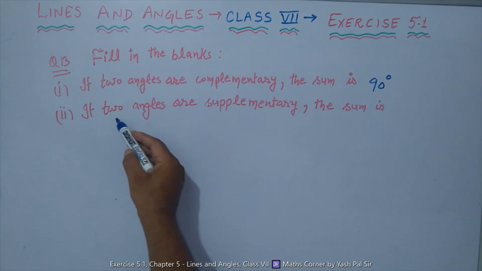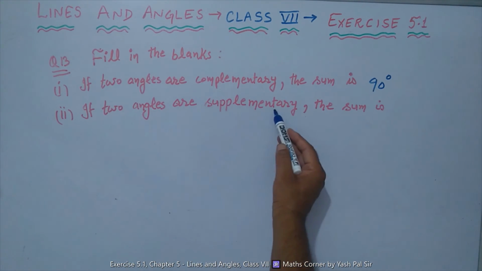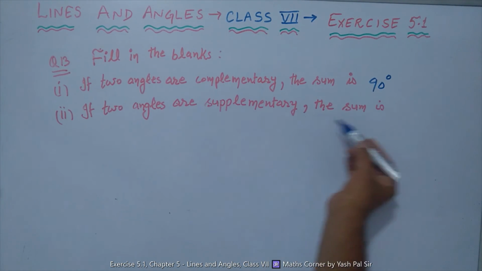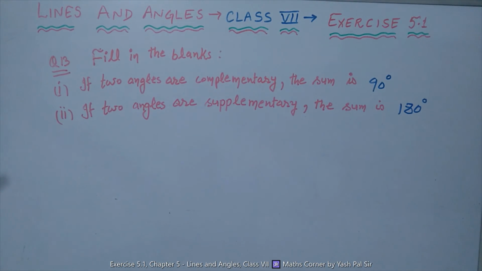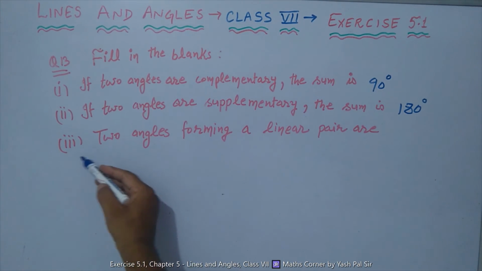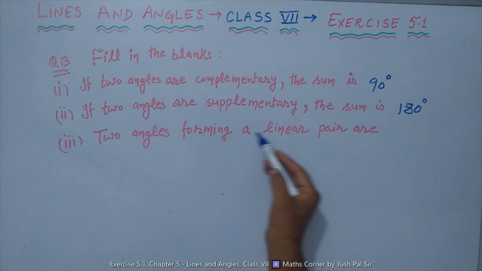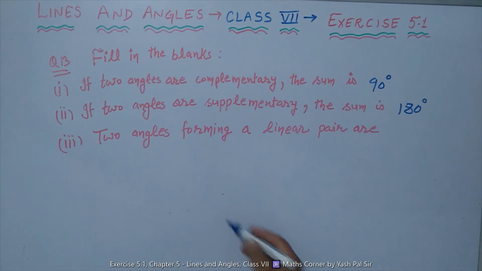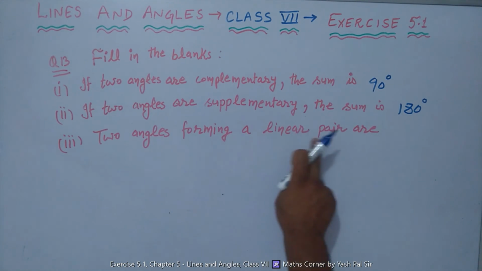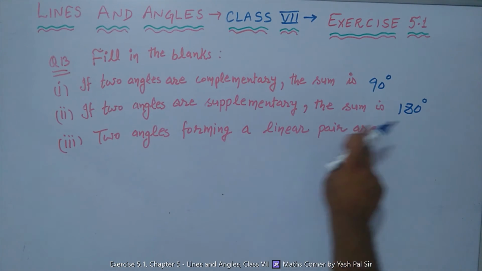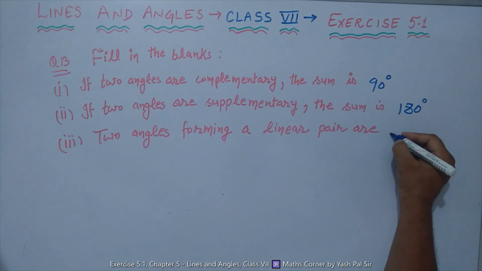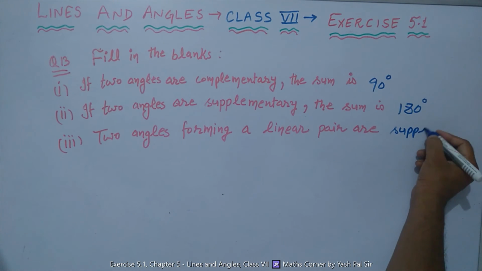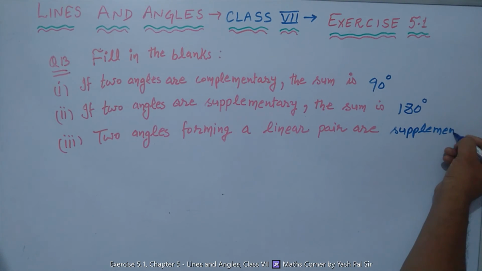Second part, if two angles are supplementary, then the sum of two angles is, yes, 180 degrees. Part number 3, two angles forming a linear pair are, linear pair means the sum is equal to 180 degrees. Sum 180 means supplementary. Linear pair angles are supplementary.